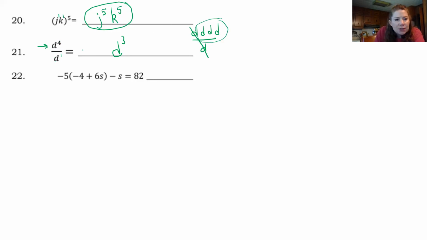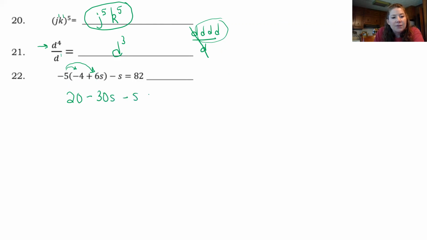All right, number 22, we're going to distribute that negative 5 to everything. So negative 5 times negative 4 is positive 20. Negative 5 times 6s is negative 30s.